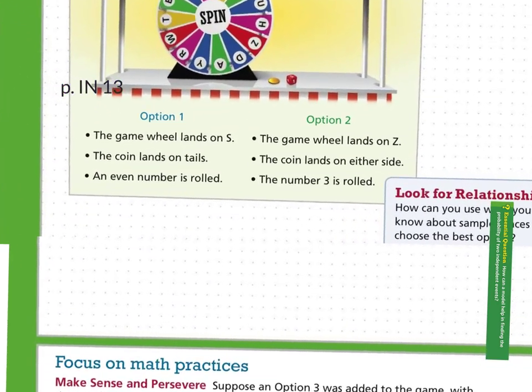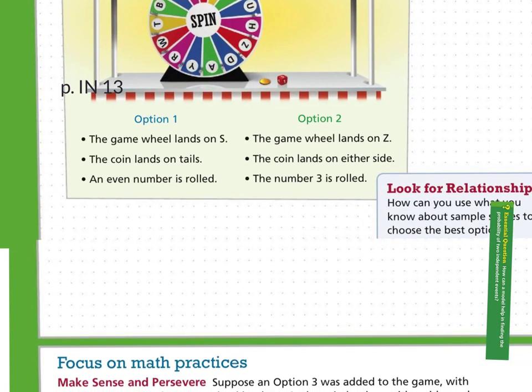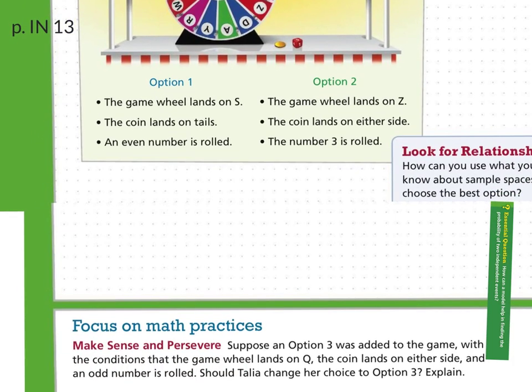So for option 1, for her to win, she would have to get the game wheel to land on an S, the coin to land on tails, and an even number to be rolled. For option 2, the game wheel would have to land on a Z, a coin could land on either side, and she has to roll the number 3. So what we're trying to look at is which one is going to give her the better chance of winning here.